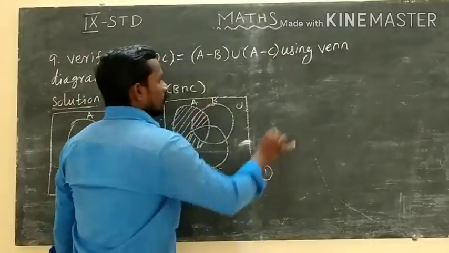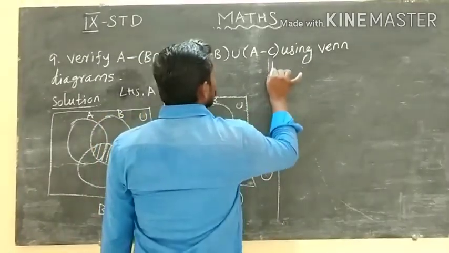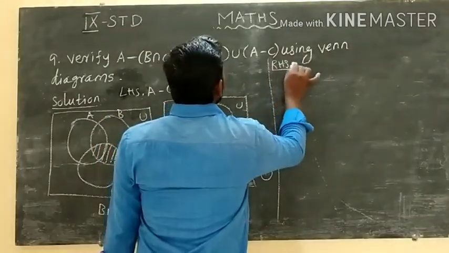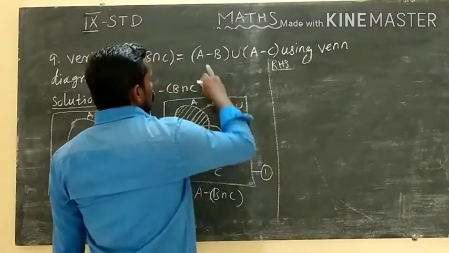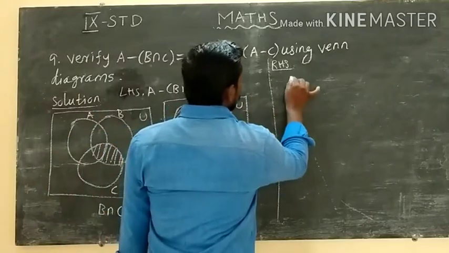Okay. Next, consider the RHS. This is the RHS: (A difference B) union (A difference C). Okay, so first find A difference B.